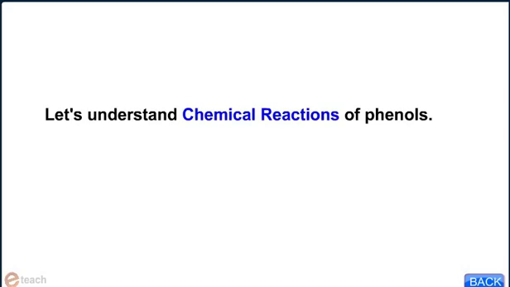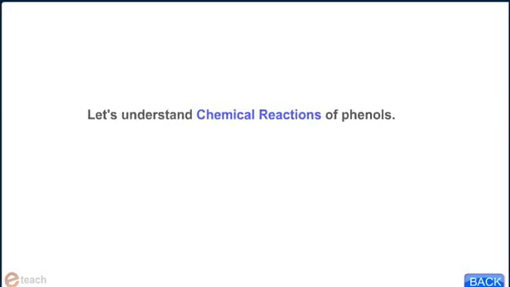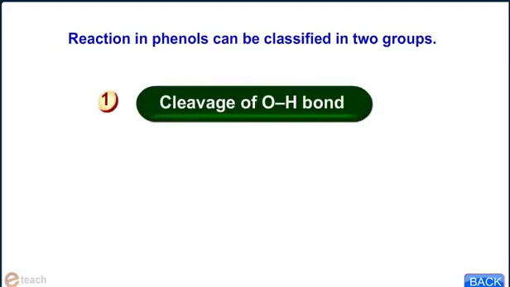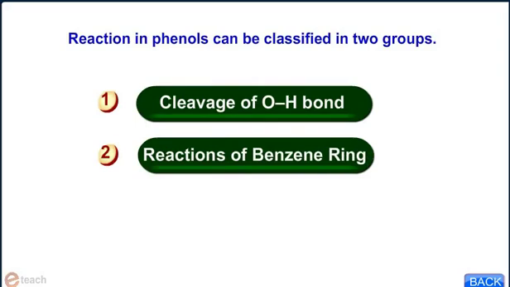Let us now understand chemical reactions of phenol. Reactions in phenol can be classified into two groups. The first one is cleavage of OH bond and the second one is reactions of benzene ring. Click on the corresponding buttons to learn more.